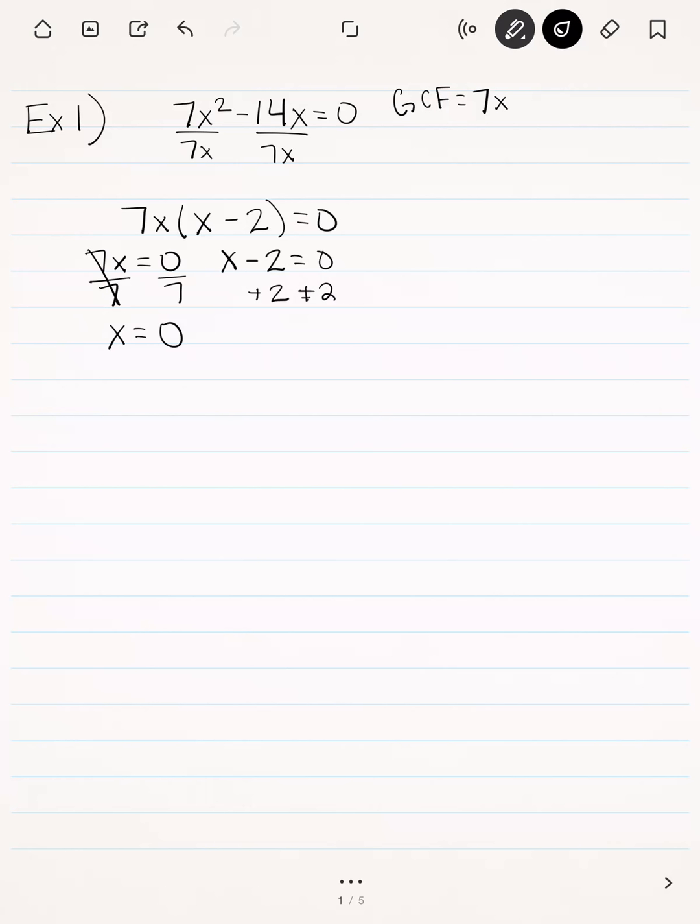Plus 2. Those cancel out. x equals 2. So my x-intercepts, or where my graph crosses, are (0, 0) and (2, 0). So these are my two x-intercepts.